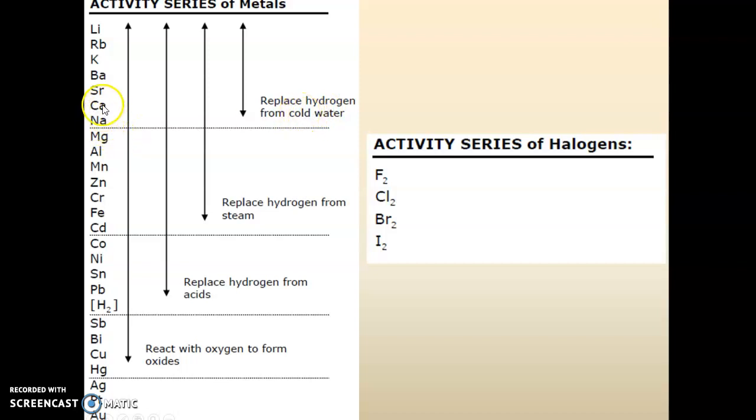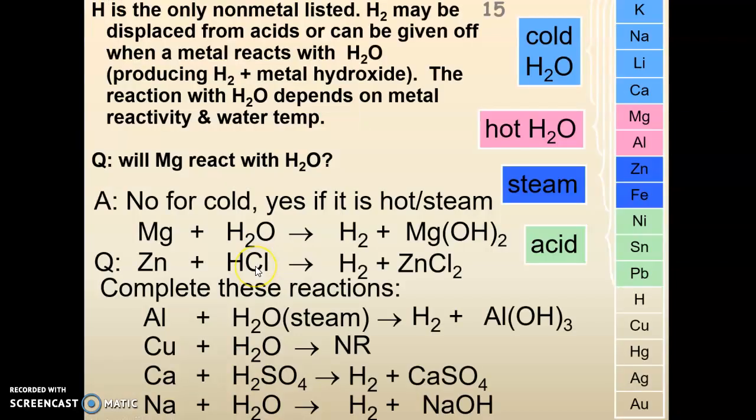That means if you drop a chunk of sodium or barium or potassium or lithium into water, it will react with it and bubble as the hydrogen is released. I do the sodium water and potassium water reactions in class as a demonstration to show those reactions. Also, in the activity series of halogens, fluorine is the most reactive halogen while iodine is the least reactive. That means fluorine can replace iodine, but iodine could not replace anything above it on the activity series.